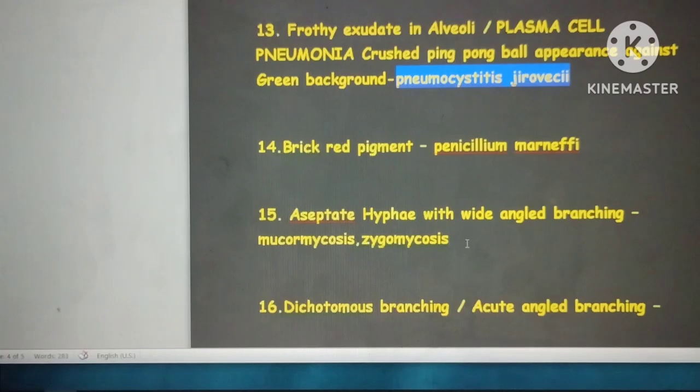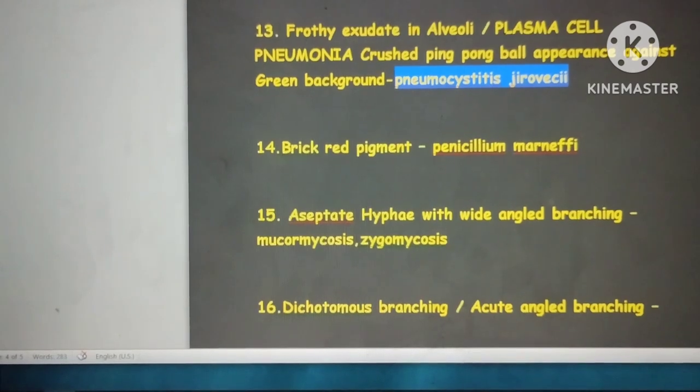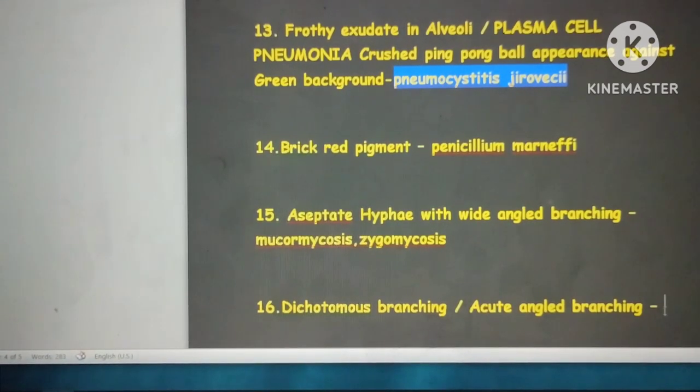Okay. So coming to the next, if you want to know species identification, friends, I have posted a video on my channel on how to identify zygomycosis. You can go through that, and for Aspergillus also I have made one. Okay. So next, it is dichotomous branching with acute angle branching. Whatever term they give, yeah, it is Aspergillus.